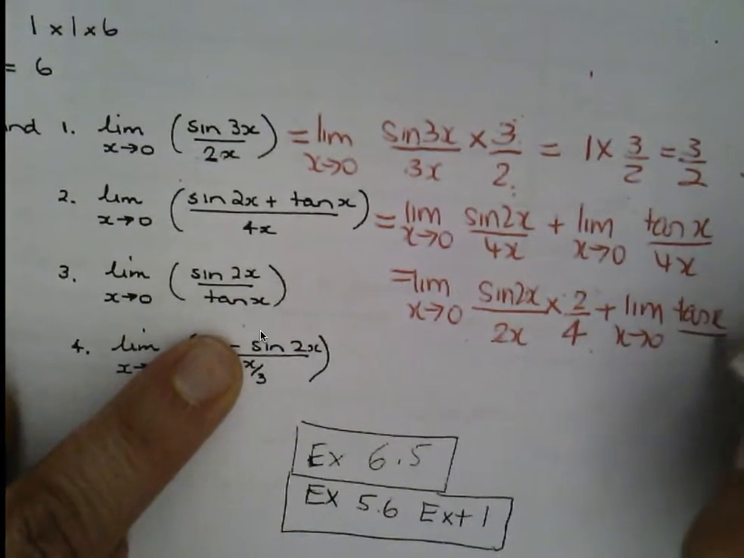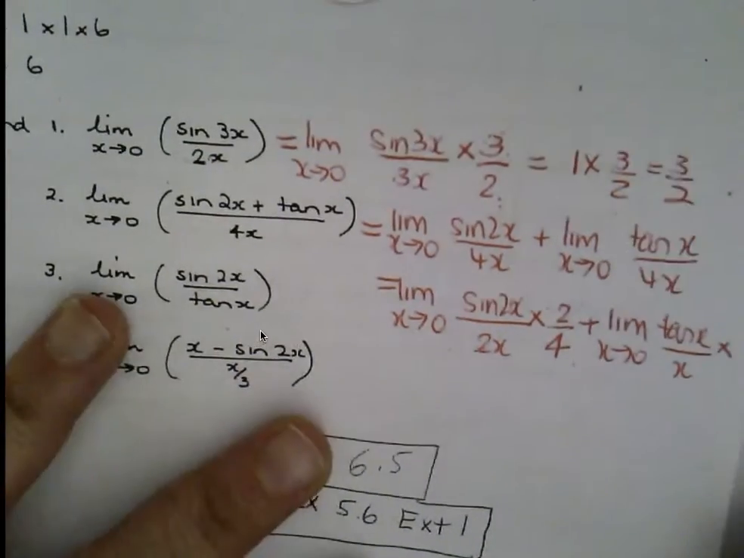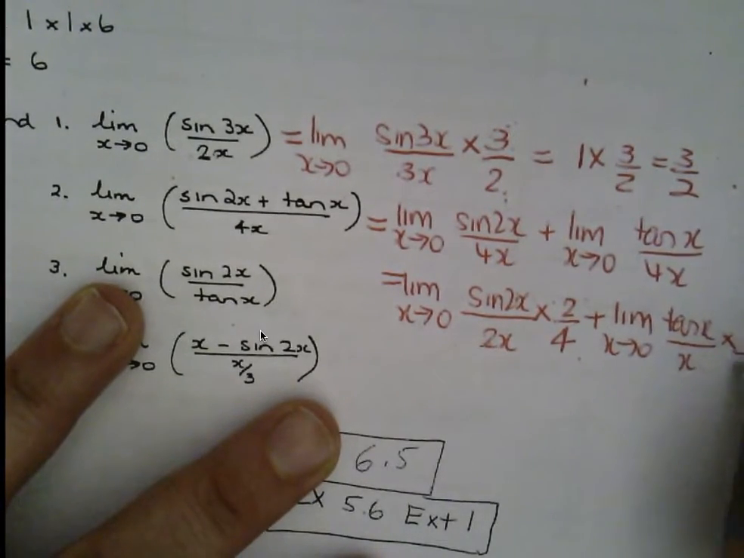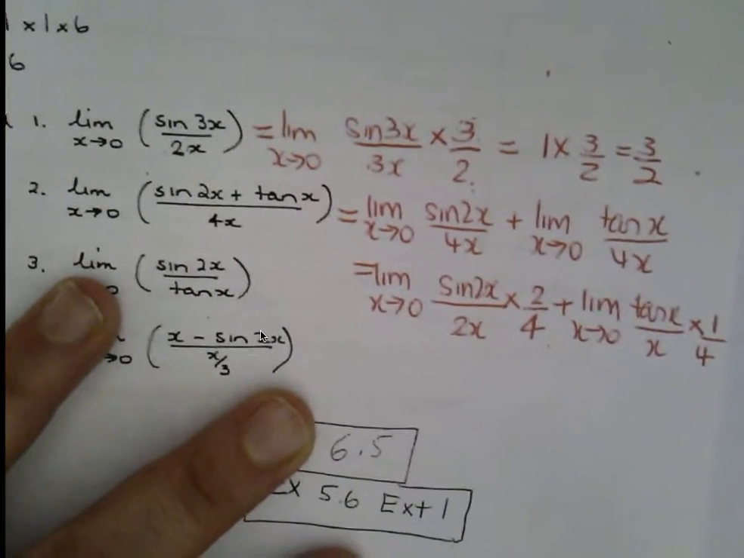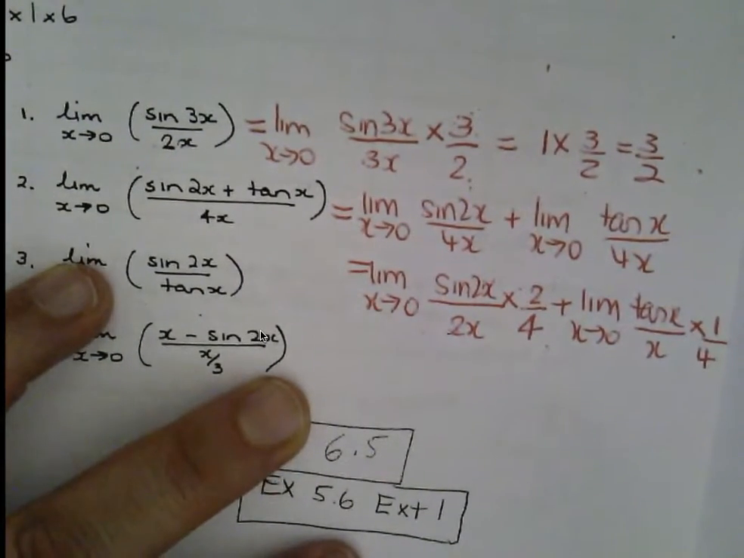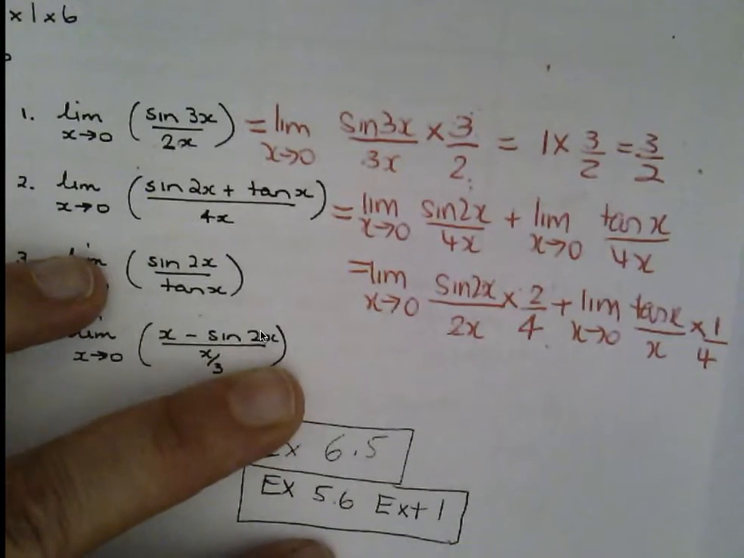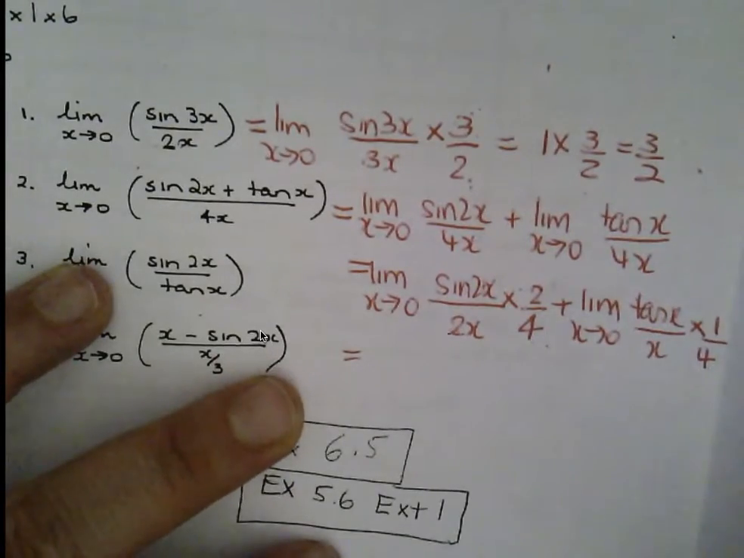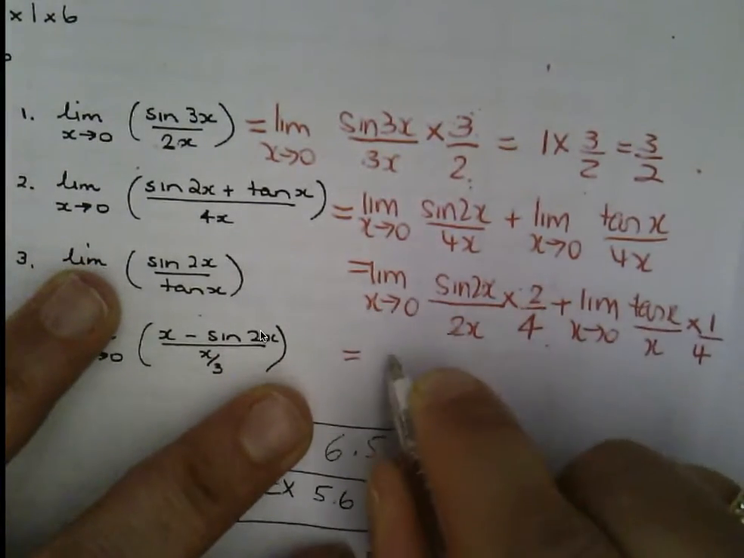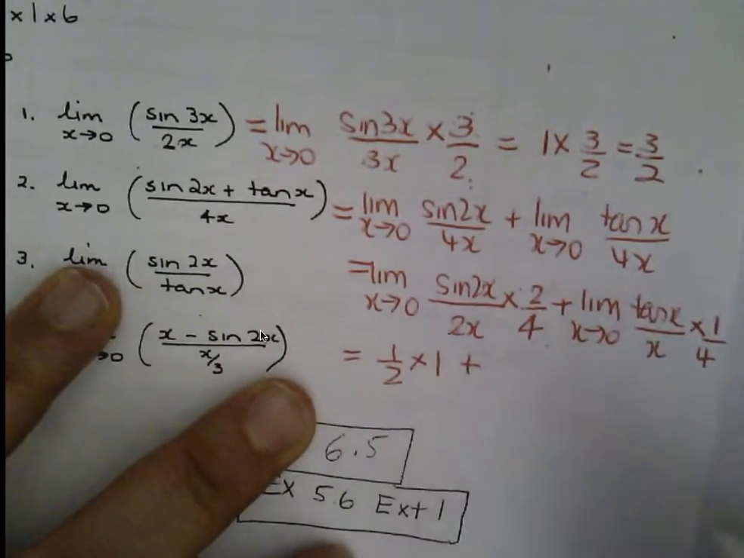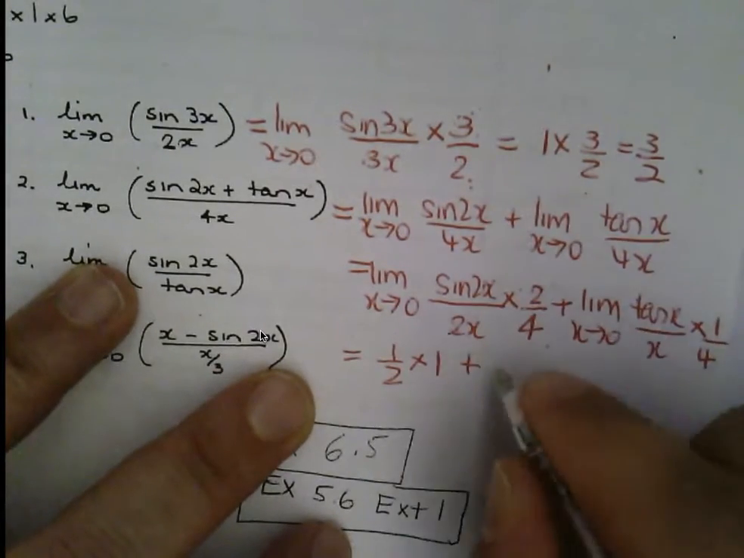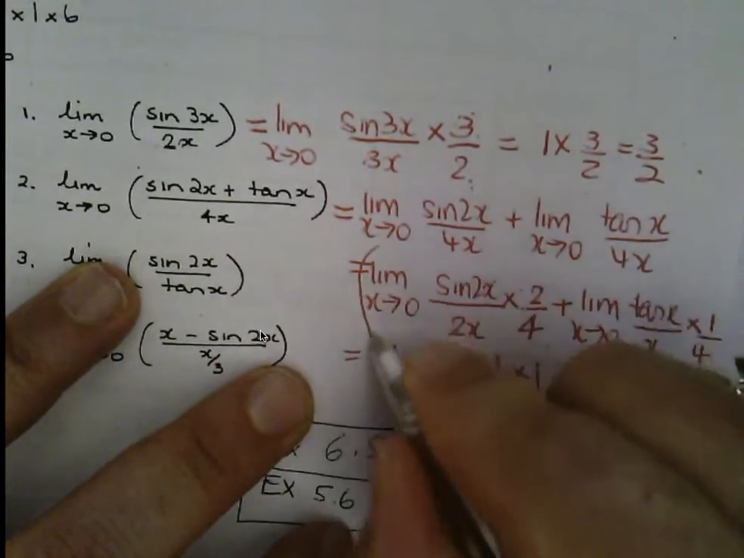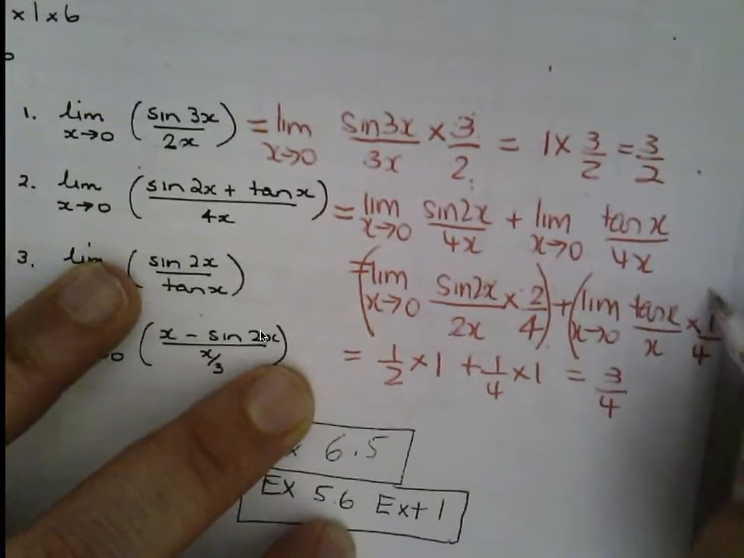Tan x over x. You can go, if you want, what are you going to do? Well, I just need a 4 down the bottom. Yes, okay. Now what is that just? A half. So therefore, it's a half times 1, do you see that? Plus, what's this one? Plus a quarter times 1, which is 3/4. So it's this limit and that one.